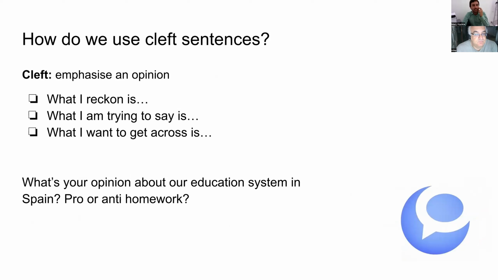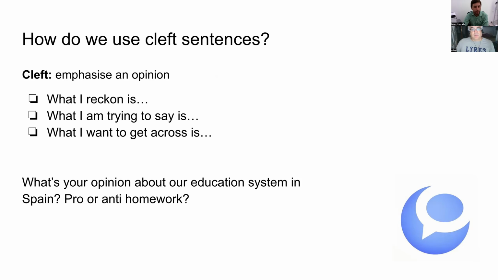Let's see. Cleft sentences. We use cleft sentences to put an emphasis on an opinion. So you could use phrases instead of I think, I reckon: we can say what I reckon is, what I am trying to say is, what I want to get across is. Get across, transmit. So you always use what, and then is. There is another type, but this is the most common type for opinion. Now, you need to emphasize your opinion using a cleft sentence.